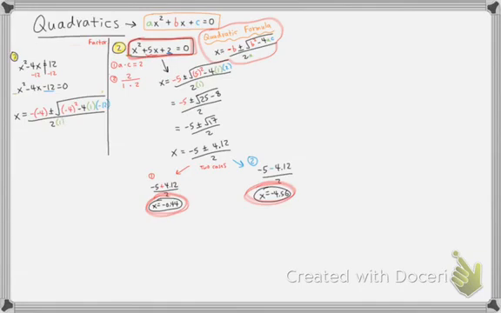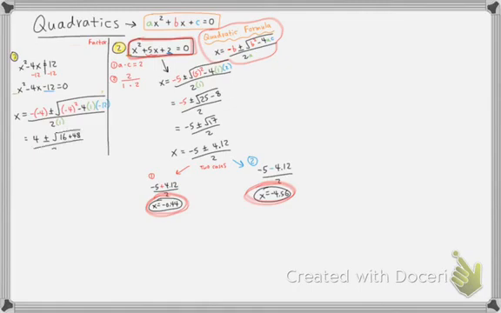Okay, so once you have it set up from here, if you take your time, you should get to the right answer. So negative times negative 4 would be a plus 4 on the outside, plus or minus. Negative 4 squared is 16. Negative 4 times 1 is negative 4. Negative 4 times negative 12 is plus 48.